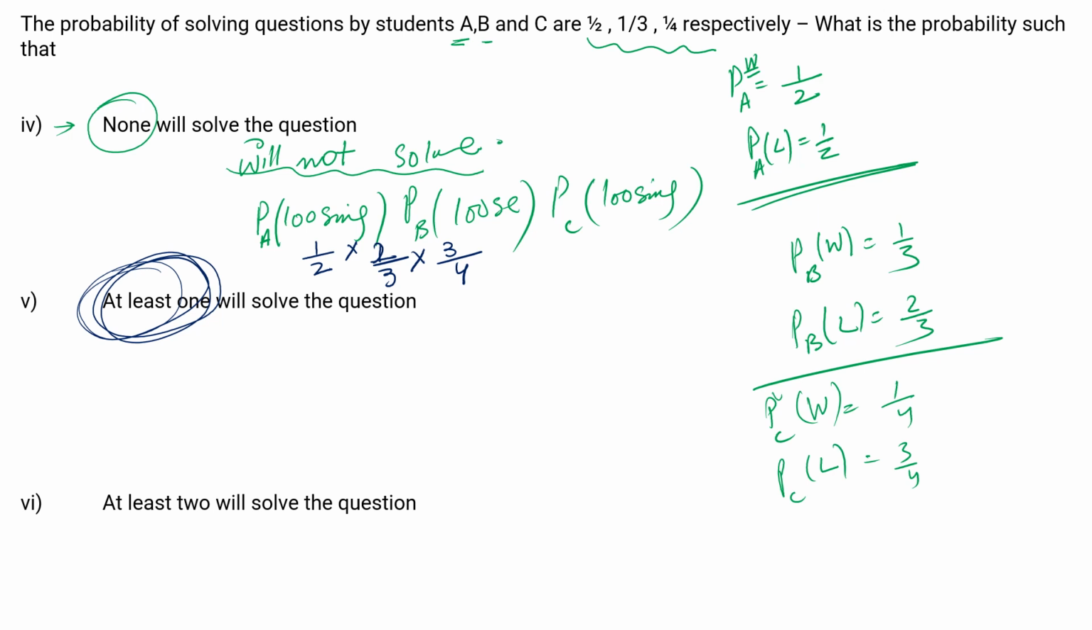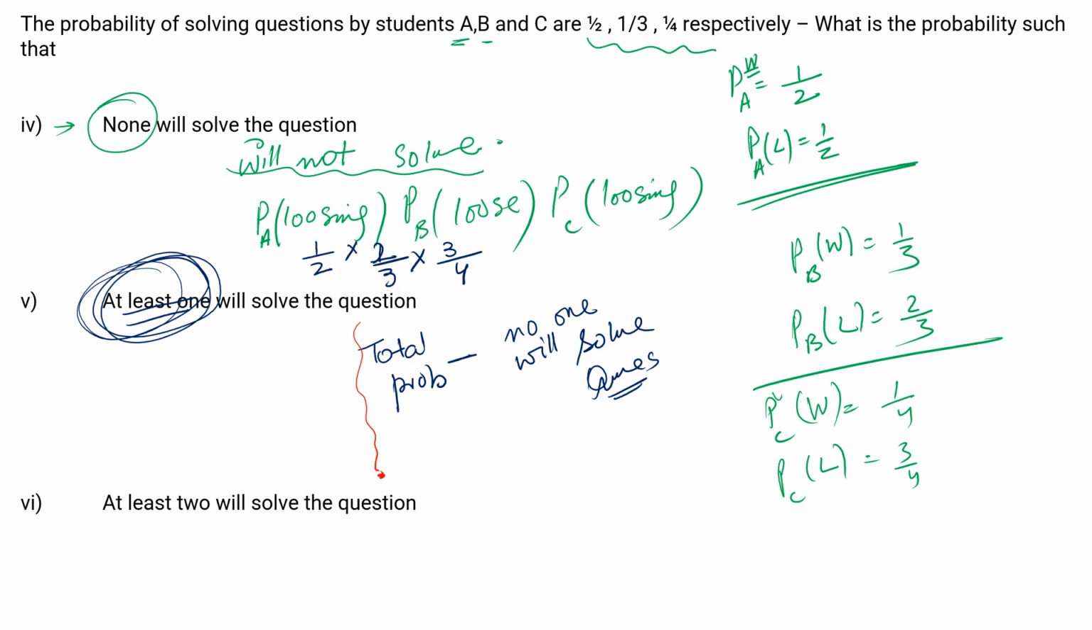Now, if you remember, I told you in the previous videos, whenever at least one comes, you will write total probability minus no one will solve the situation. Why am I using this? Because if I go into my cases, then it will be a very long question.